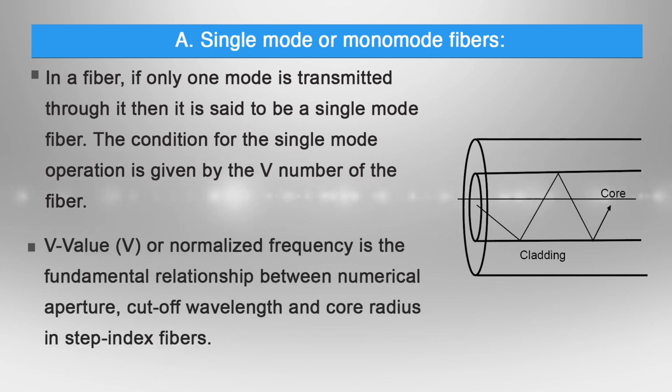V number or normalized frequency is the fundamental relationship between numerical aperture, cutoff wavelength and core radius in step index fibers. By definition, the value of V is equal to 2.405 at the cutoff wavelength of every single mode fiber waveguide. When the V value is greater than 2.405, then the fiber will propagate multiple modes.